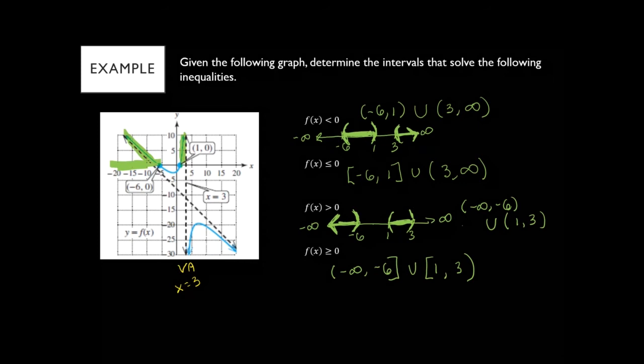So the numbers that we use are all basically the same. Which symbols you use depends on the inequality, and which parts of that number line you're using depends on the inequality. And that comes from reading the graph and thinking, what is above my x-axis? What is below?